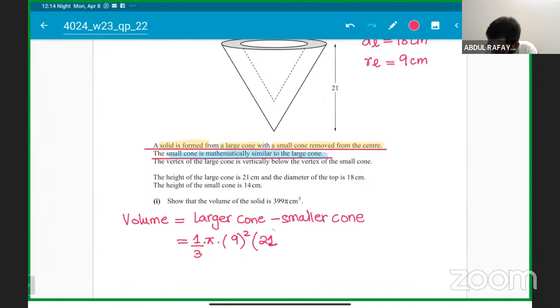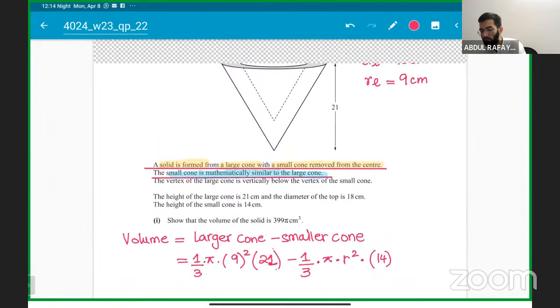the larger cone is completed. All the values we have for the larger cone, and we have to subtract the smaller cone. So what we have for the smaller cone is 1 over 3 into pi. We have the height of it, but we don't have the radius. Okay, students, we have the height of the smaller cone, but we don't have the radius.